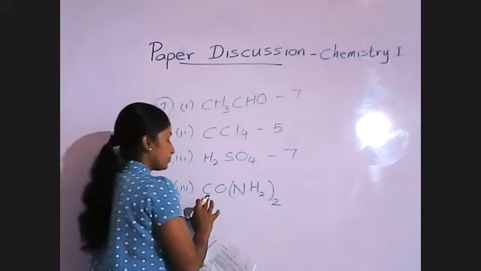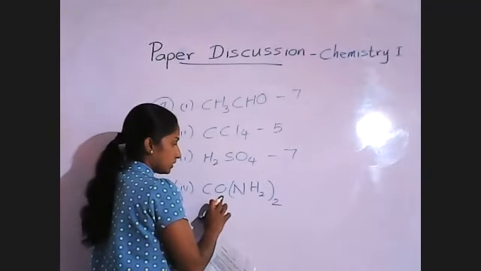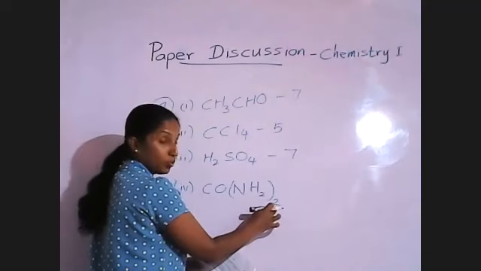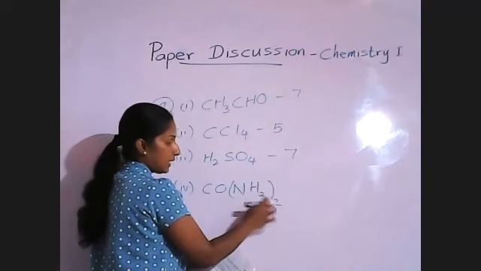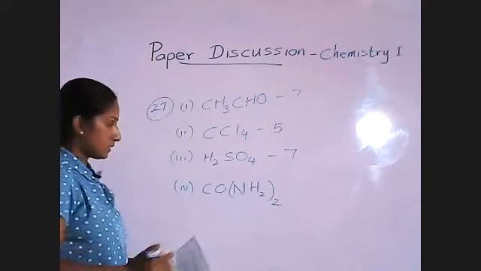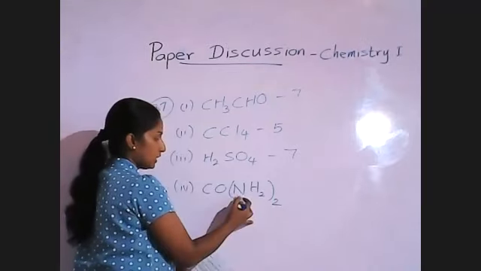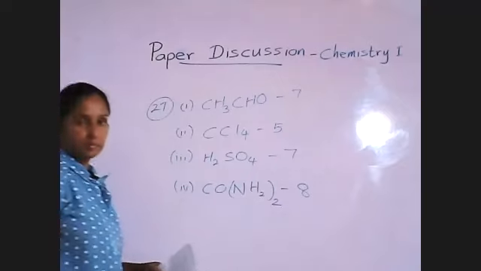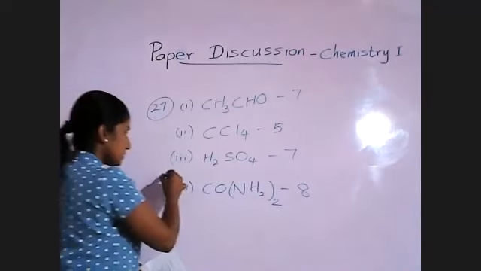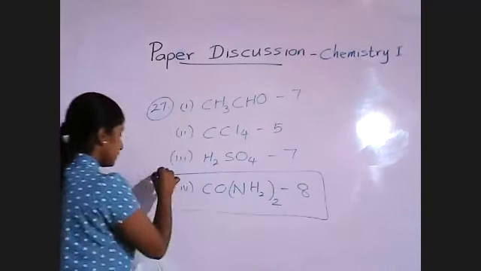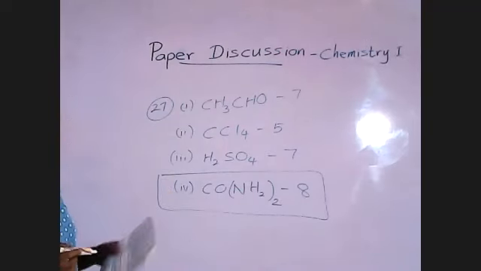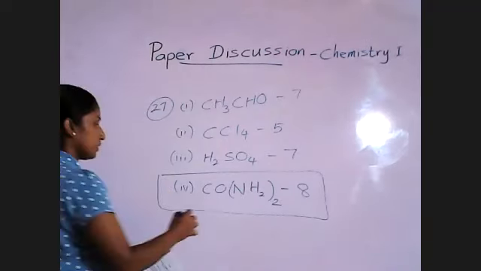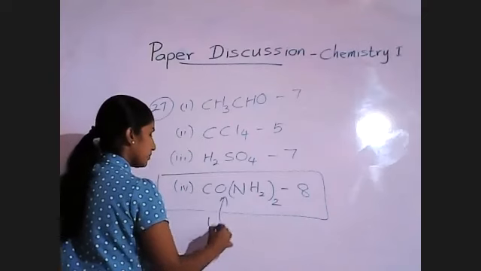Look at here. 1 carbon, 1 oxygen. How many nitrogen? 2 nitrogen. And how many hydrogen? 4 hydrogen. Then 4 plus 2, 6, 7, 8. All together, 8 atoms are there. This is the answer. This contains the highest number of atoms. Fourth answer. This is the formula for urea.